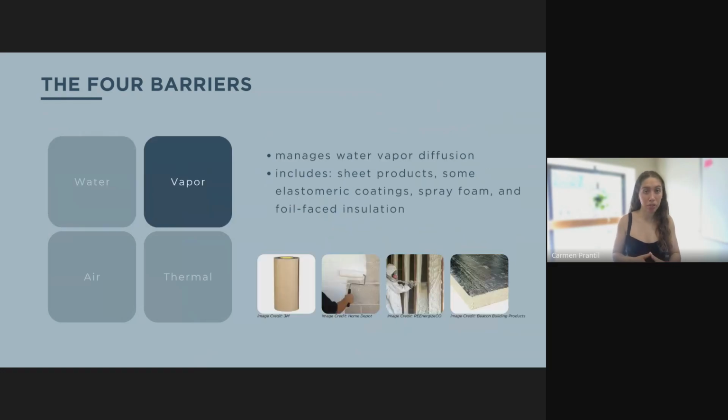Next, we have vapor control. So this is going to manage vapor diffusion, and vapor diffusion at a very high level is essentially moisture molecules that are able to pass through a material themselves. So we like to think of it as kind of like the ghost of moisture movement. And a vapor barrier is essentially a material that is going to slow or prevent that vapor from diffusing through that material. It's going to block the ghost from going through the wall. So examples of this would be sheet products. You can have some elastomeric coatings, depending on their permeability, act as a vapor barrier. You can also have spray foam or foil-faced insulation, specifically the foil facing of it.